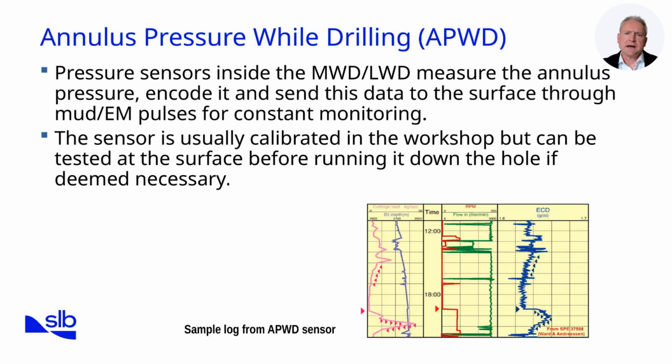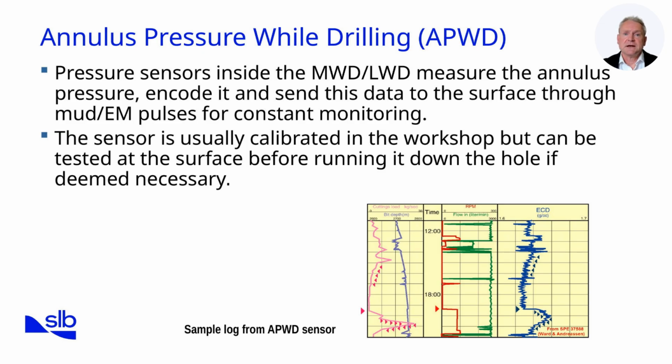This slide highlights annulus pressure while drilling, or APWD, which is a key measurement for maintaining well control and monitoring downhole conditions in real time. Pressure sensors built into the MWD LWD tool record annular pressure as drilling progresses. The data is encoded and transmitted to the surface via mud pulse or electromagnetic telemetry, providing the rig crew with continuous monitoring. The primary function of APWD is to enhance hole cleaning efficiency, but it can also be used to detect a gas influx and for kick detection.